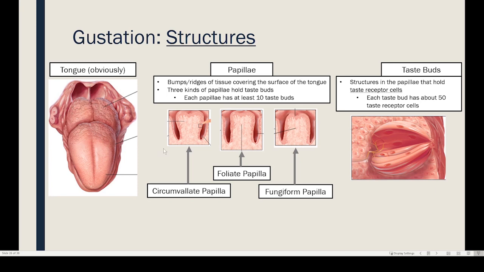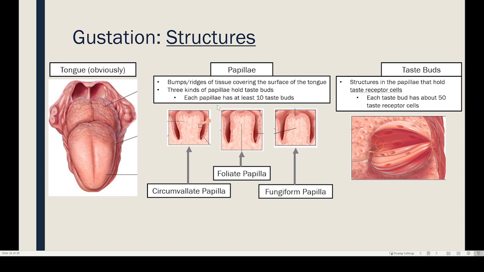The tongue, pretty easy. I think everyone knows the tongue. On the surface of the tongue are all these bumps and ridges of tissue called papillae. And you can actually see these with the naked eye. A lot of people think, at least when they're growing up, that those bumps are the taste buds, but the bumps that you can see are actually the papillae. So I think there's 4 kinds of papillae total, but we'll just talk about these 3 kinds because they're the ones that hold the taste buds. The other kinds of papillae don't have taste buds on them.